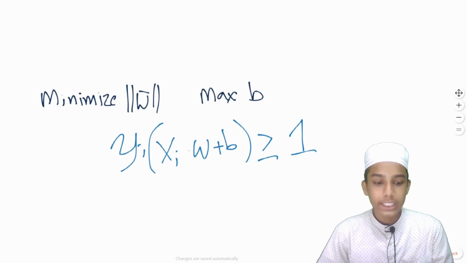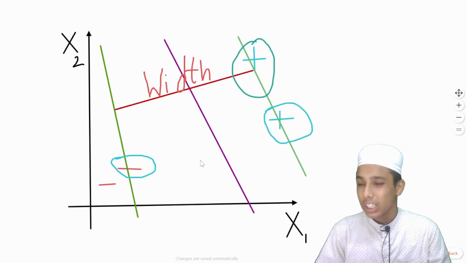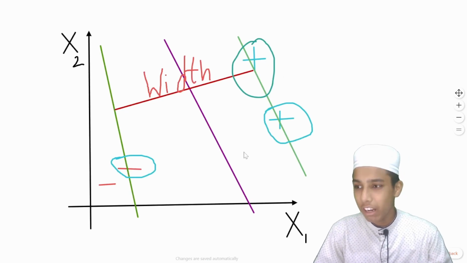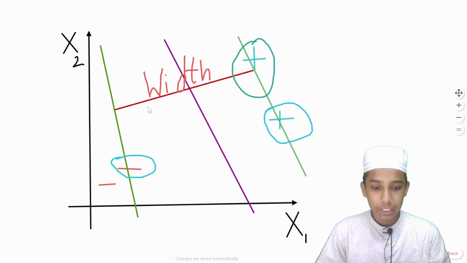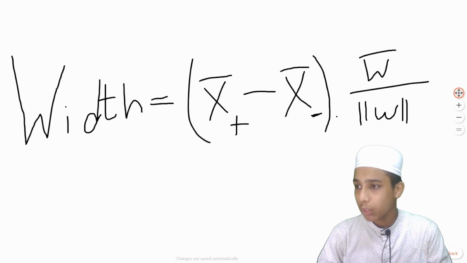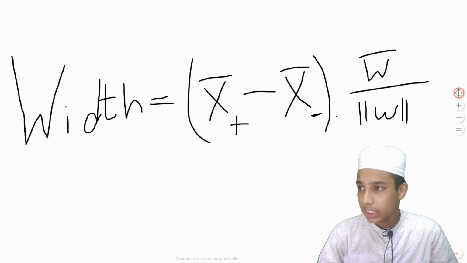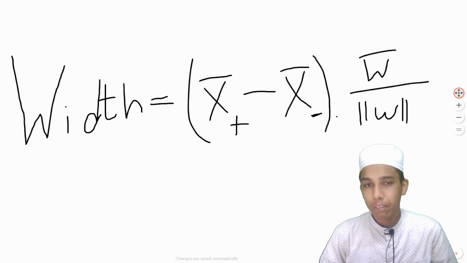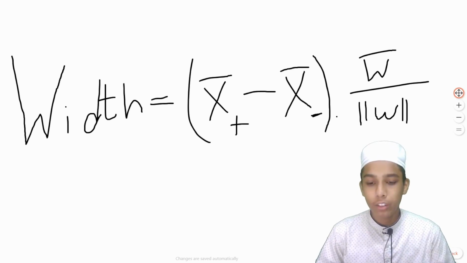To begin with, consider that we are fundamentally trying to maximize the width between the separating hyperplanes, as you can see in the previous graph that we showed. The width between the vectors can be denoted as the width equals x sub plus minus x sub minus, multiplied by the vector w over the magnitude of w. This is how it's going to be denoted.